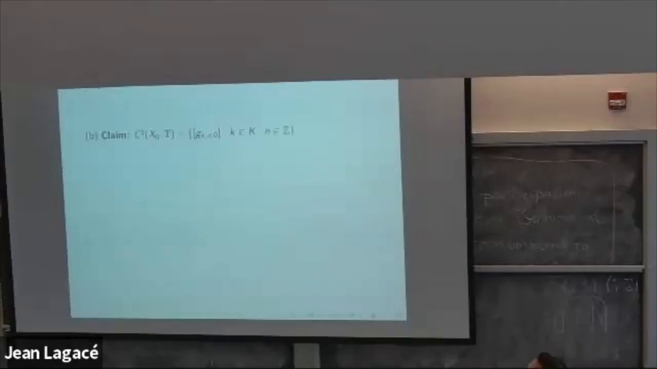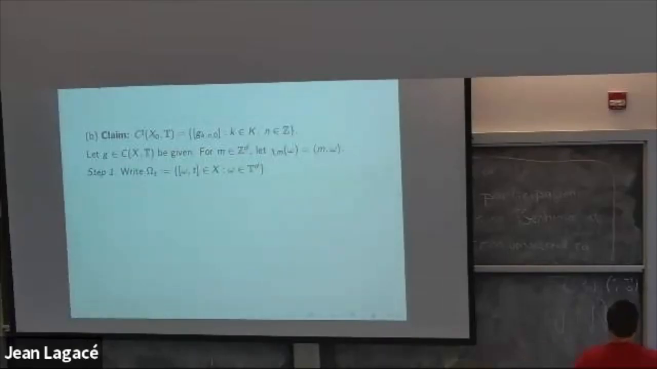Okay, so that's the first thing. The second thing is, you start with a general continuous function and you somehow have to show that it's homotopic to one of these guys. So let me draw my picture one more time. So we have omega times T^d and we have 0, 1 here.